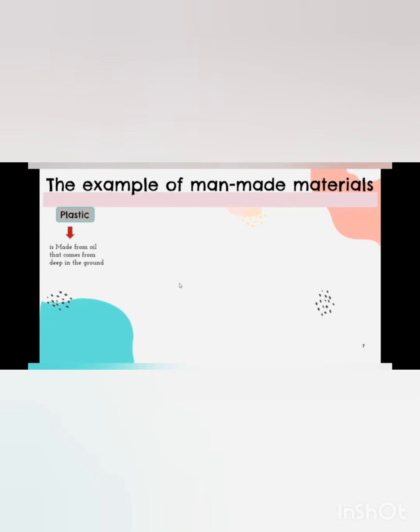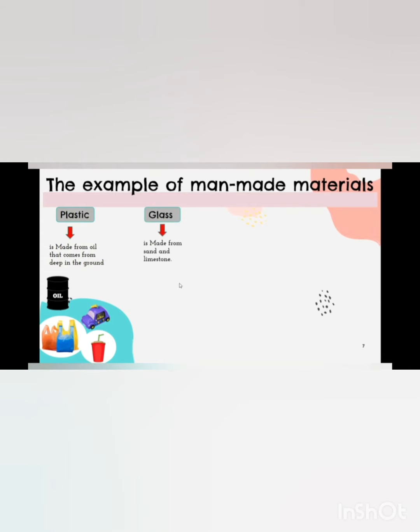As you have read, plastic is a man-made material. Plastic is made from oil that comes from deep in the ground. Oil is a natural material, and we make plastic from oil. And what can we make from plastic? We can make colorful toys, some shopping bags, and plastic cups. Glass is also a man-made material.